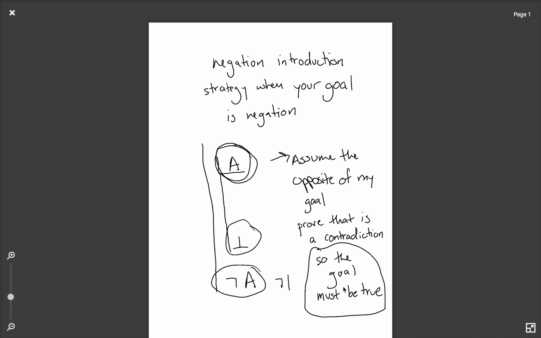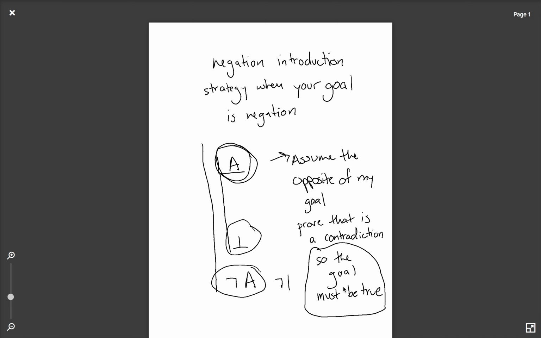So again, I use negation introduction when my goal is a negation. I can only use this rule when I am trying to prove a negation. In all other cases, I can use a similar rule, but it's not this one. It's indirect proof, which I'm going to talk about in a second. But negation introduction, I can only use it when my goal is a negation. So I'm trying to prove a negation.